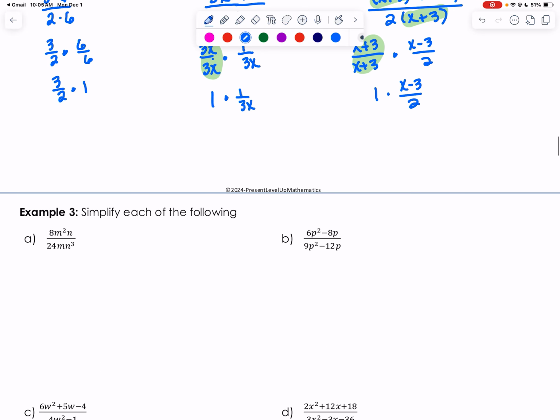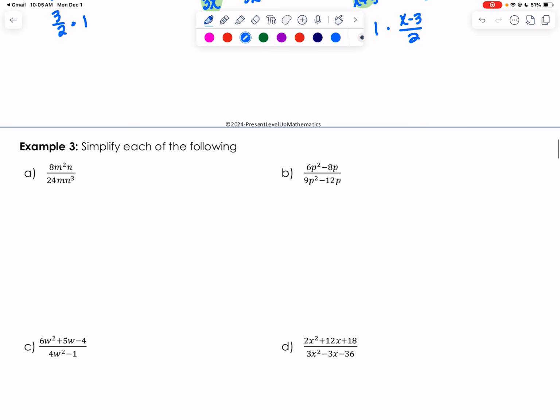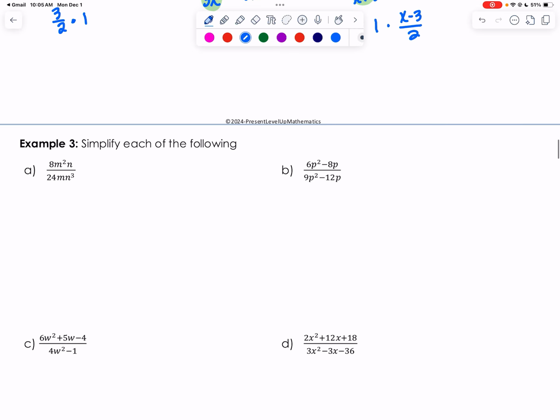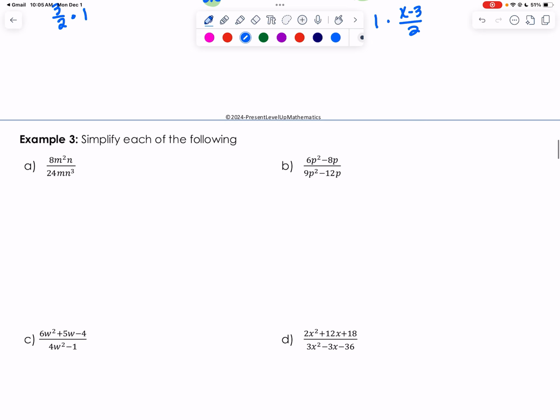All right, example 3. Simplify each of the following. So for 8m squared n divided by 24 mn cubed, I'm going to rewrite this as 8 times m times m times n divided by 3 times 8 times m times n times n times n.